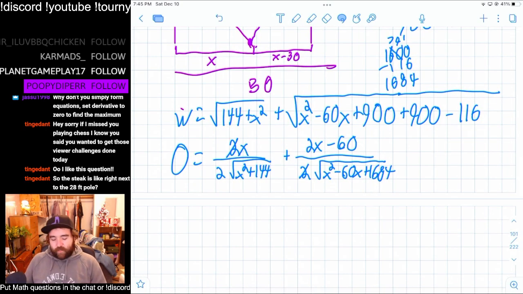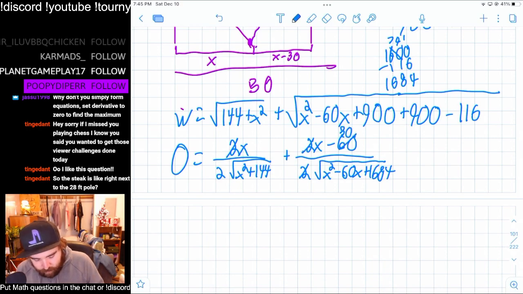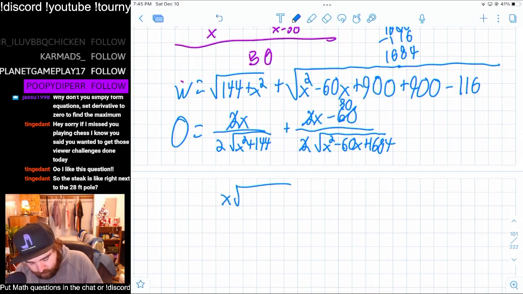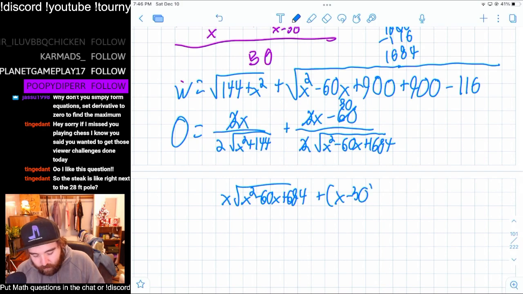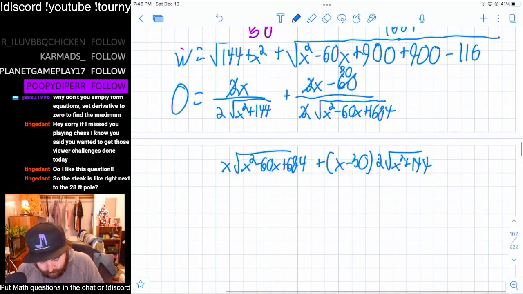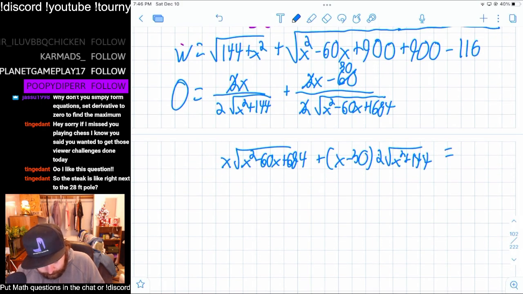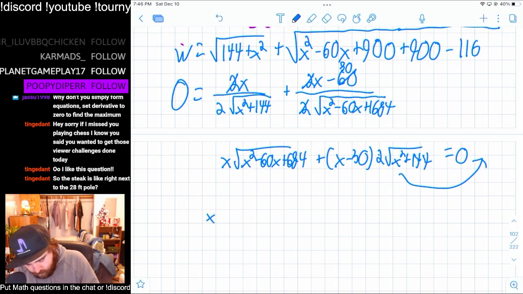That's just 2x minus 60. Oh my gosh. So I'll still cancel the 2's and call that a 30. So then I have x root x squared minus 60x plus 1684 plus x minus 30 times 2 root x squared plus 144 equals 0. So now I'm going to move this to this side. That still doesn't help a lot.